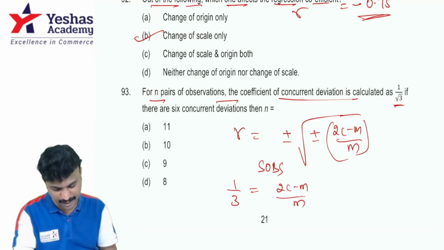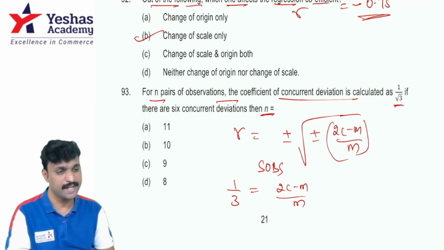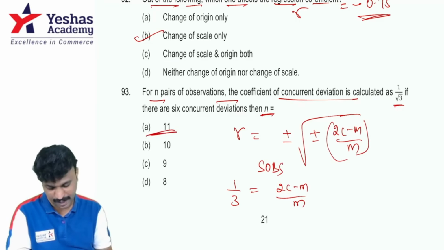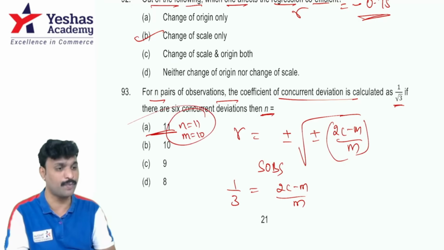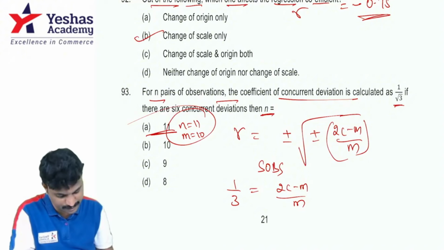So guys, they're asking us to find the value of n. Where is n? n is in the options. If I hit n is equal to 11, m value will be how much? 10. m is always 1 less than n. Correct? Just hit the first option.